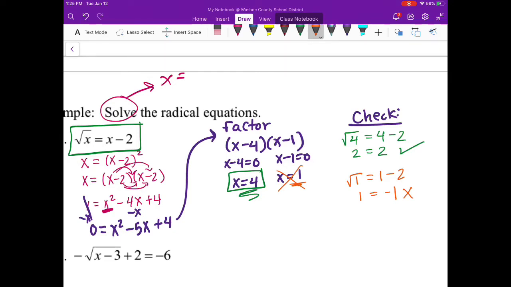That's why you have to go back and check. You have to make sure that it completes a true statement when I substitute the value I just found back into the original equation. Okay?